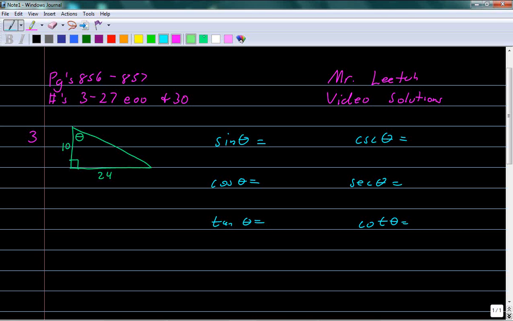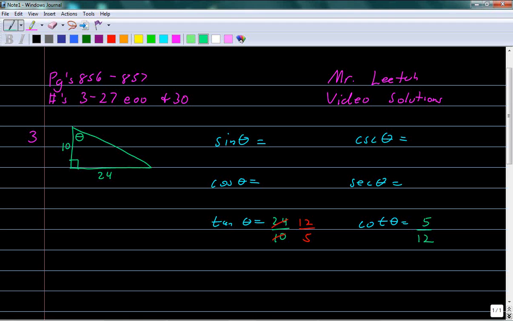Now, with the given triangle, with theta located in the upper left-hand corner, we have the opposite and the adjacent. So opposite and adjacent is tangent, so 24 over 10. Now remember, that can be reduced, and we would like you to reduce it. And so 2 goes into 24 12 times, 2 goes into 10 5 times, so our final answer for tangent of theta is 12/5. Well, given that we have the tangent of theta, its reciprocal function, cotangent theta, we can rewrite as just 5 over 12.